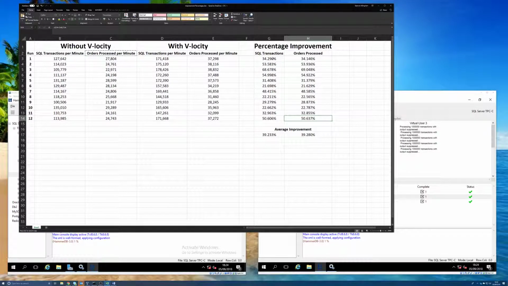And for you SQL DBAs out there, significantly more SQL transactions were able to be processed in the same amount of time when velocity was active.